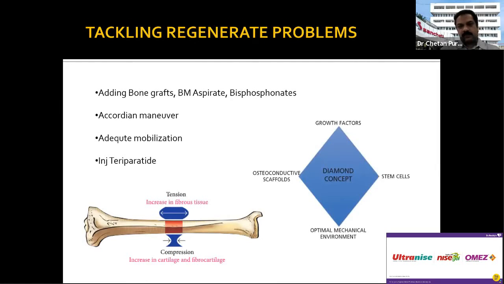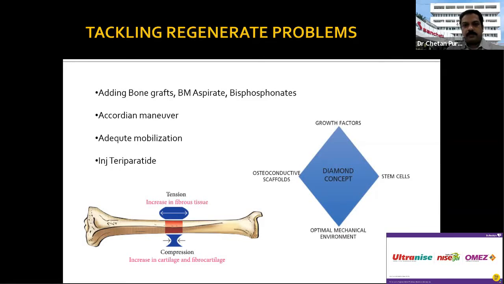So in case the regenerate is poor, like we saw in the previous cases, there was a huge defect and that may take months on end. If you want to hasten the regenerate, then one can use the accordion maneuver, which is alternate compression and distraction at the regenerate site. Check the tension of the wires.